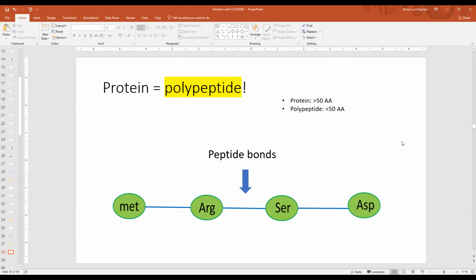But this is kind of how, to get really specific, sometimes it is organized. For all intents and purposes, they are the exact same thing.